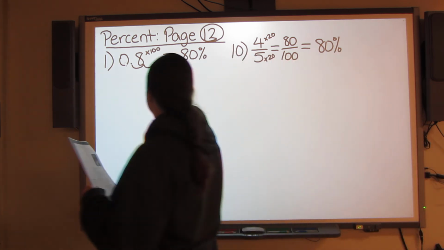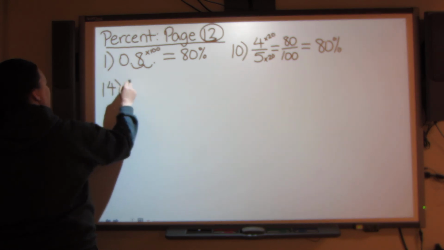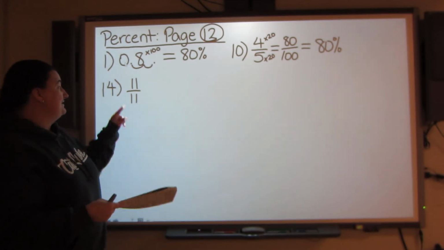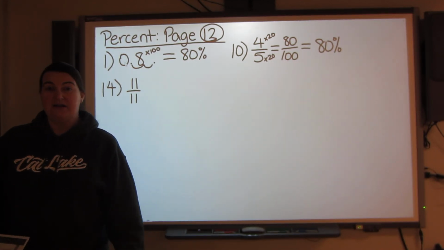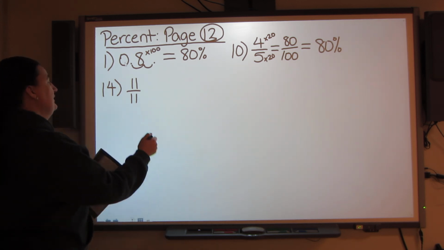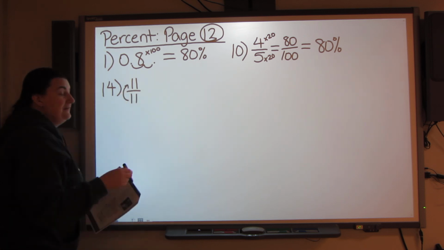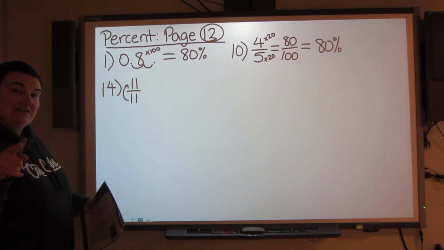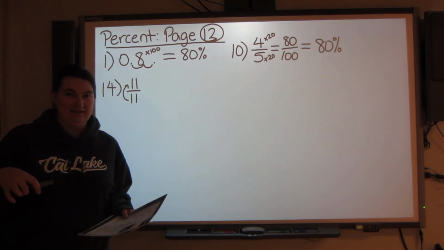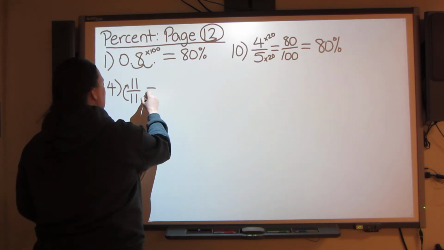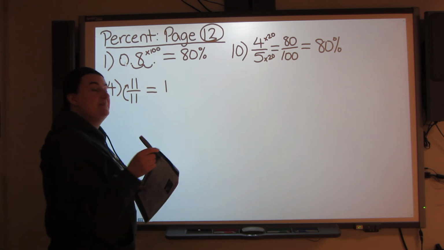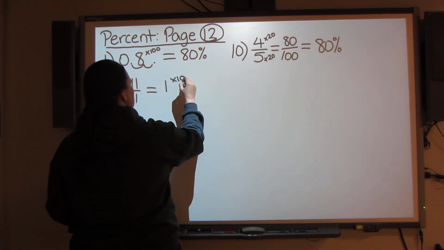Let's talk about number 14. You have 11/11. First of all, you can't turn 11 into a denominator of 100 easily. 11 is not part of our 100 math facts. So we do the division thing. Now normally I would say use your calculator, but in this case you don't need to, because I hope that you know that 11 divided by 11 is 1. Now remember, I still have to times by 100 to change it to a percent.